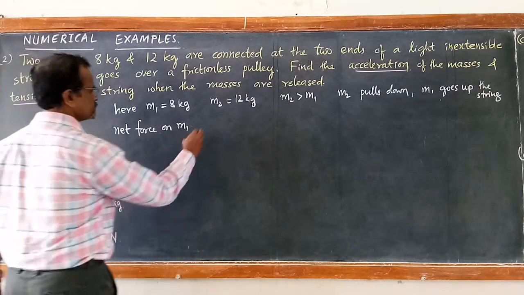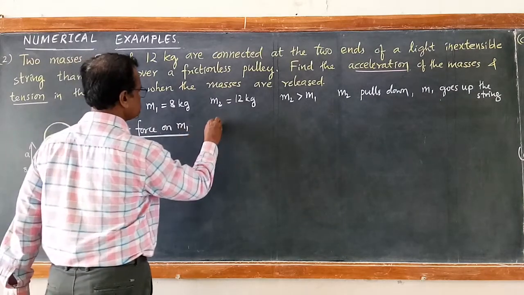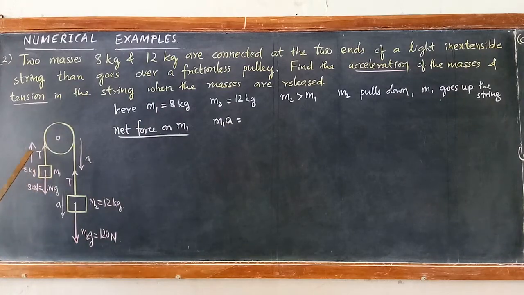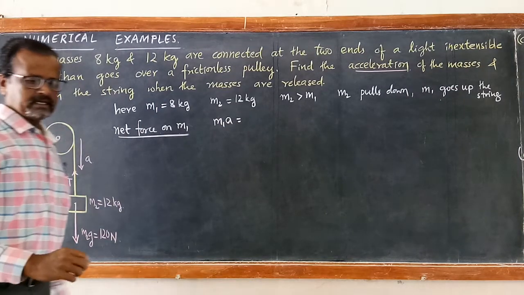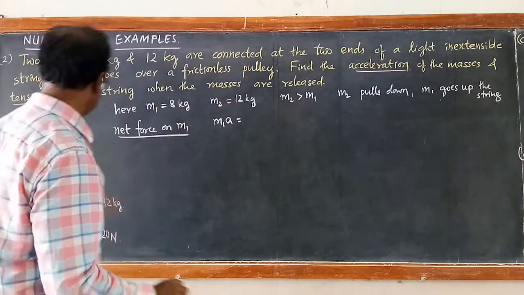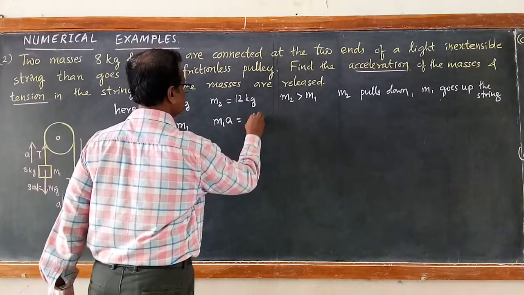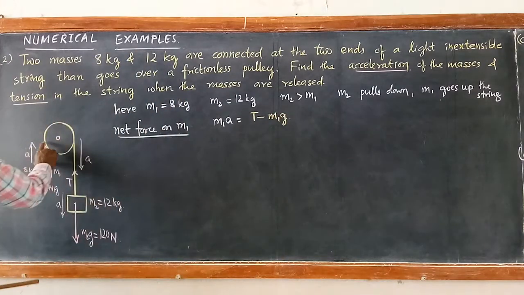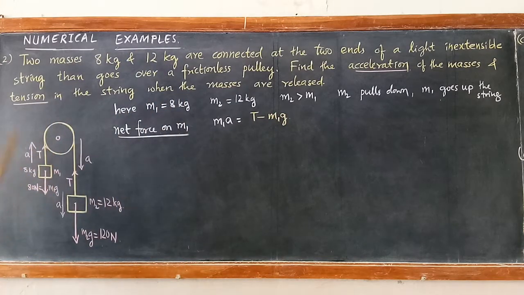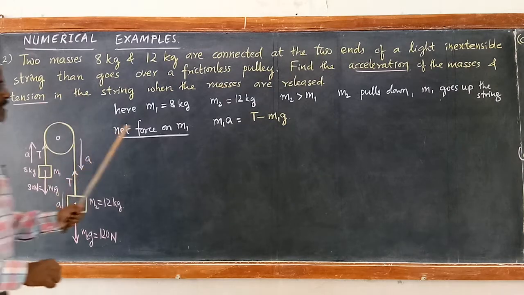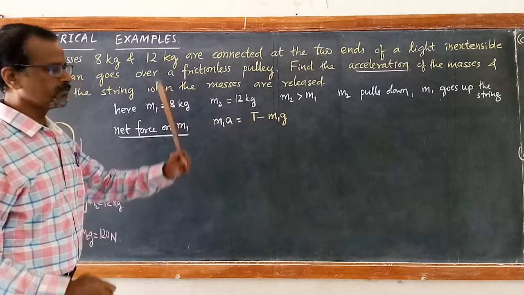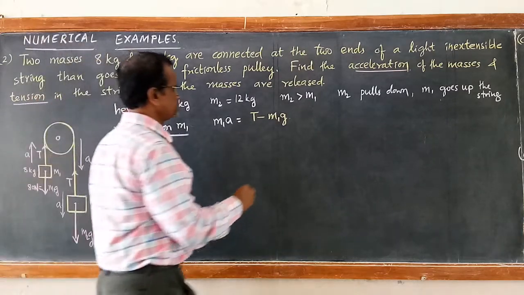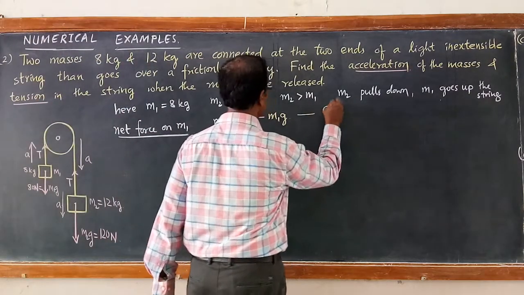Net force on m1, that is m1 into a, is equal to T minus m1g. So here tension must be greater than the weight because the mass is going up. T minus m1g. Right? This becomes the first equation. You can call this the first equation.